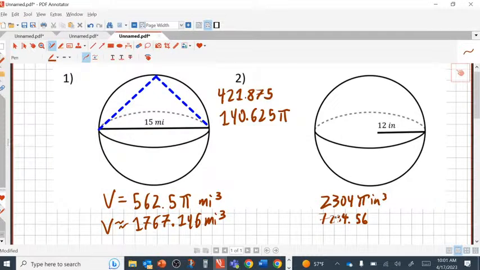7234.56. How many of us were either able to get that or see how we got that and aren't too alarmed? You guys doing okay out there? Perfect. It's not so bad.